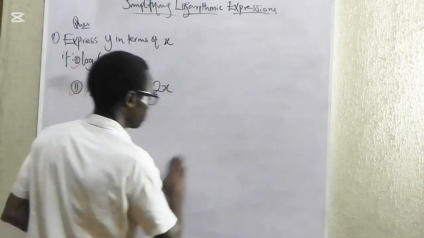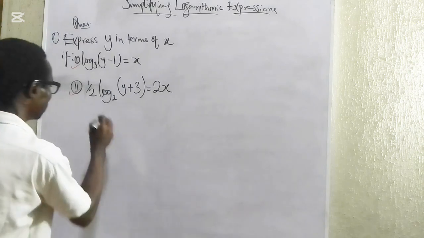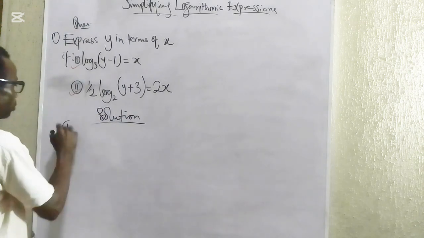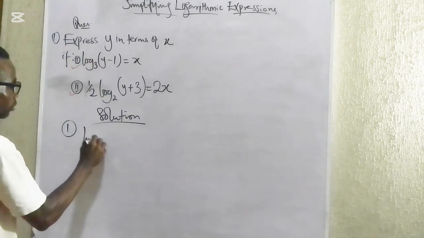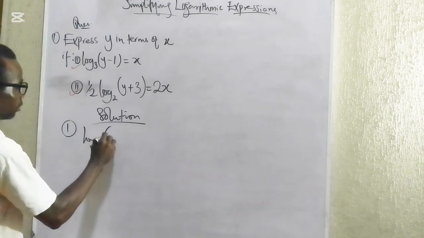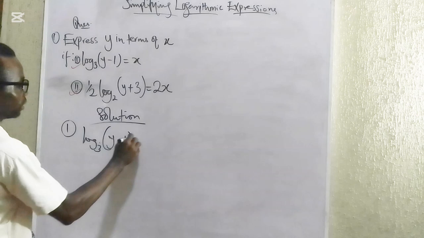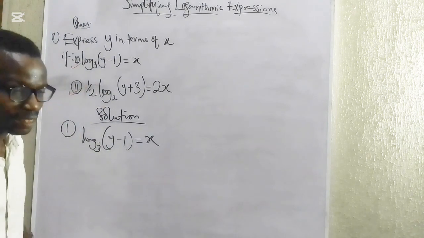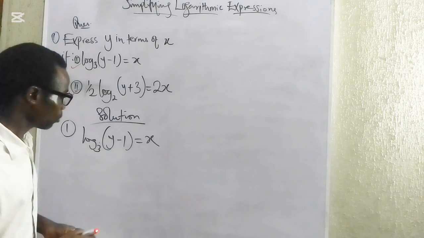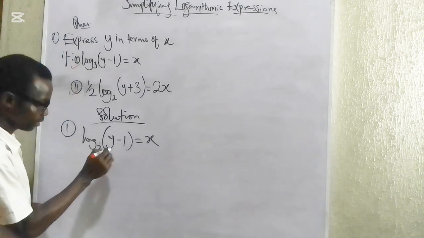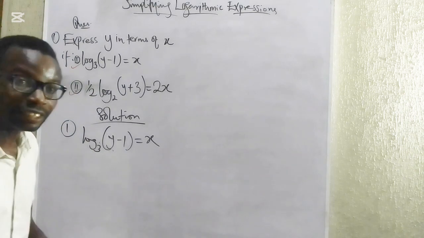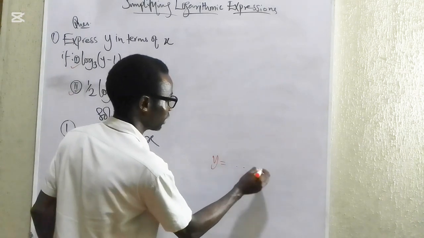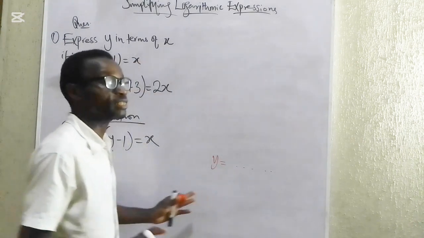Now let's go straight. Let's pick it one by one. The first question, solution, question number 1. This is log 3 of y minus 1 is equals to x. One thing you do when you're doing change of subject is your target. What's the target? Y. We want it so that at the end of the day it's going to be y is equals to dash dash dash. Y is equals to this.